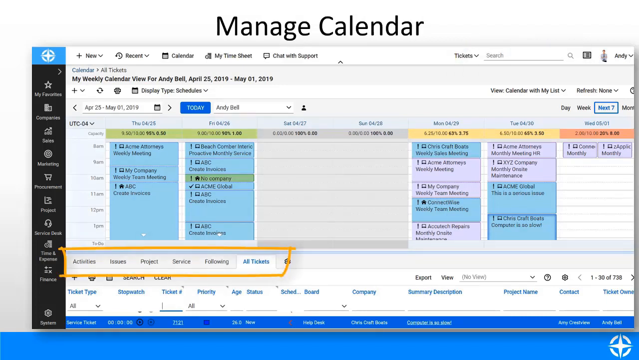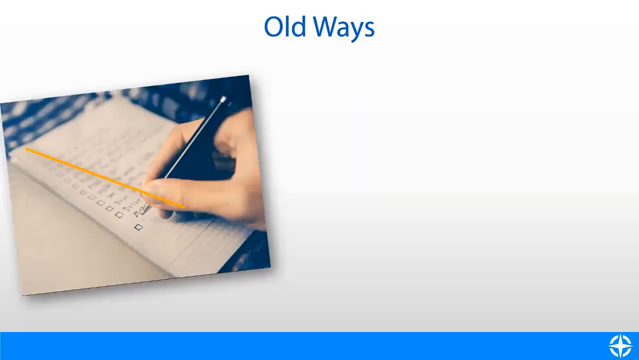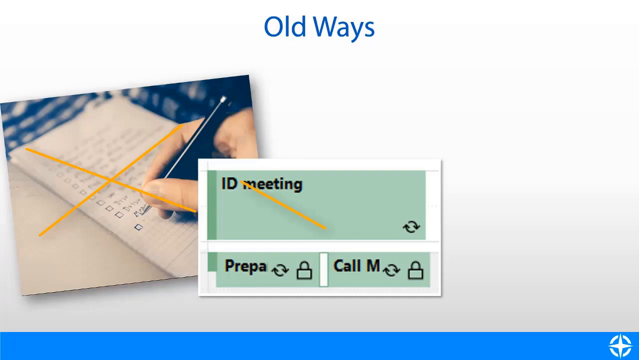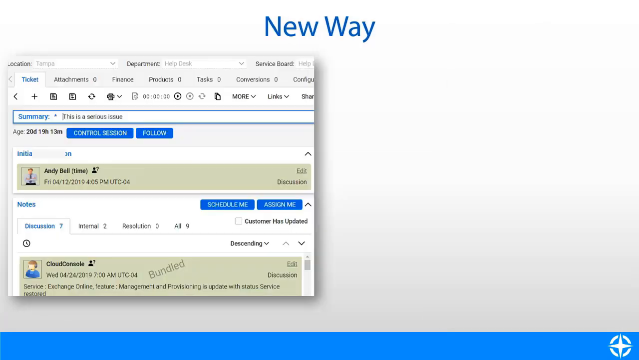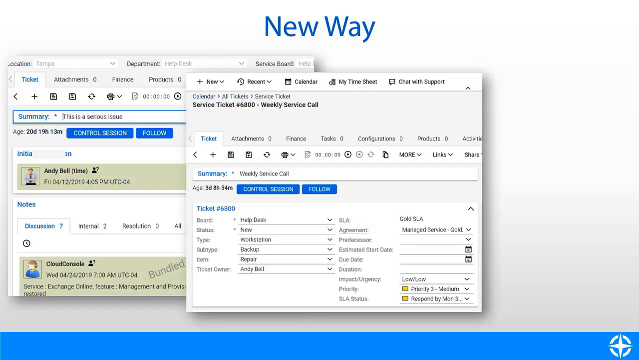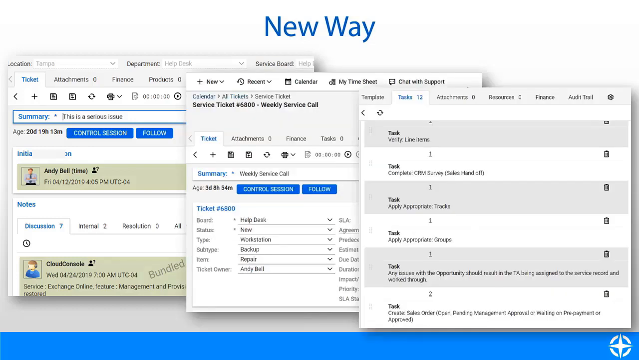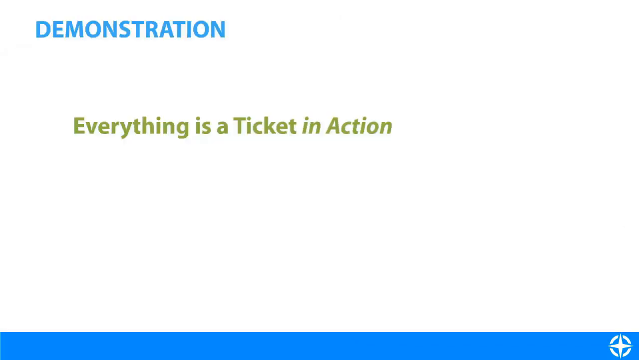For companies that use Manage, everyone lives and breathes service tickets. Tasks are no longer a to-do list, recurring appointments to document in Outlook, or notes taped to your monitor. They are service tickets, recurring service tickets, and tasks that are attached to a service ticket.